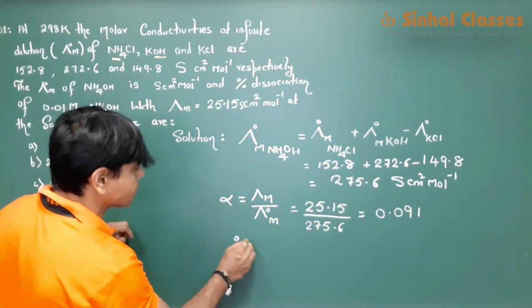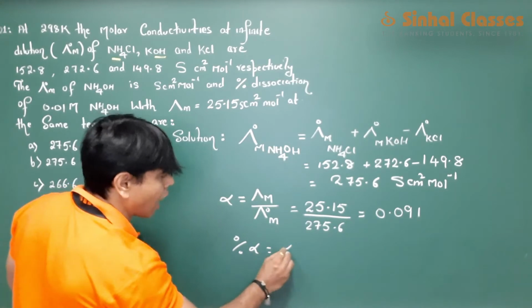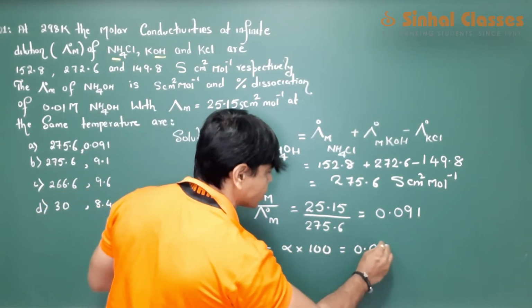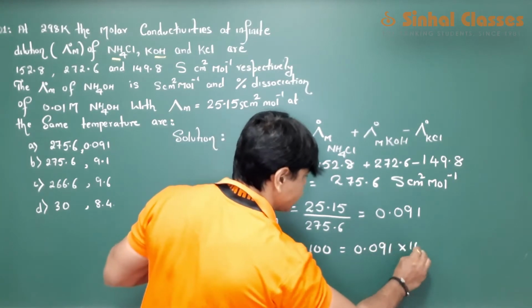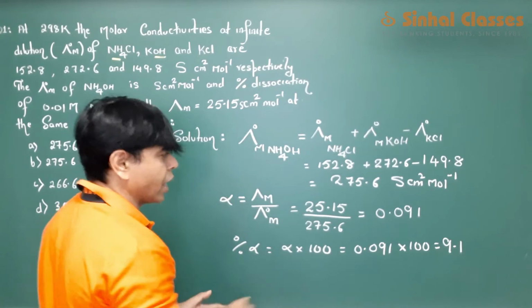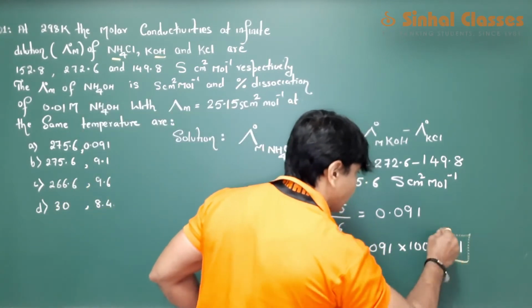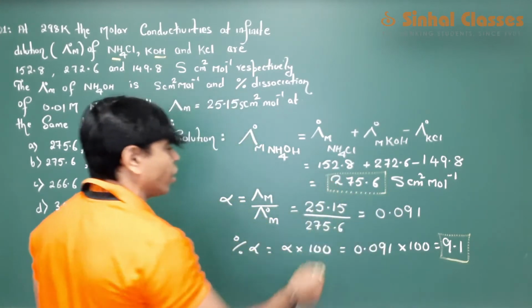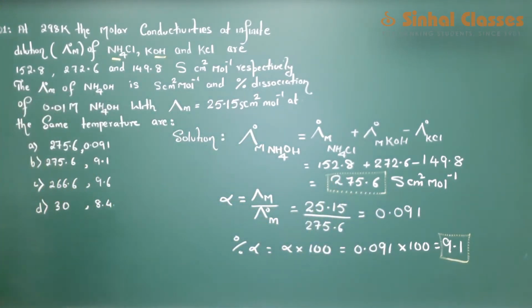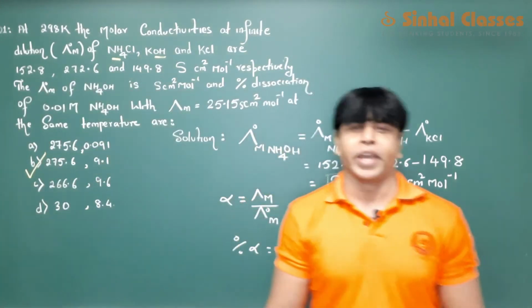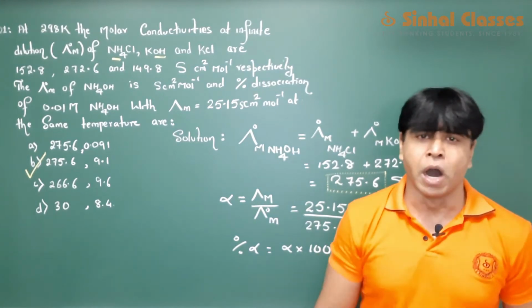But we wanted percentage alpha. So alpha is 0.091 into 100. So it gives you 9.1. Okay, so your answers are 9.1 and 275.6. Now look at the options. Where do you find these two? Option B is the correct answer. Okay, we go for the next question now.